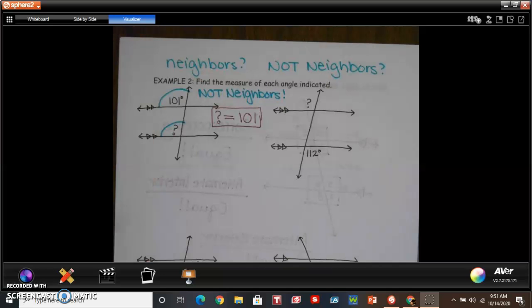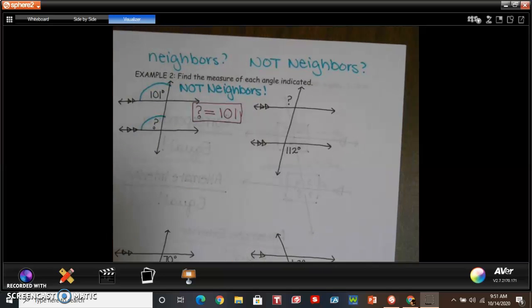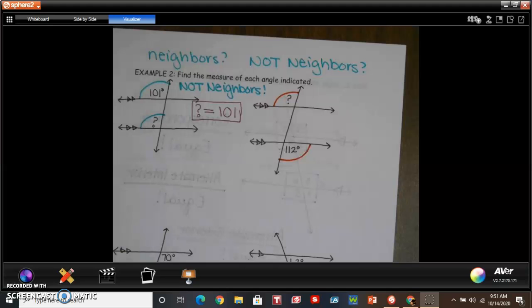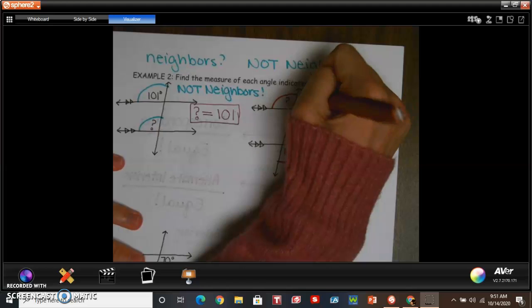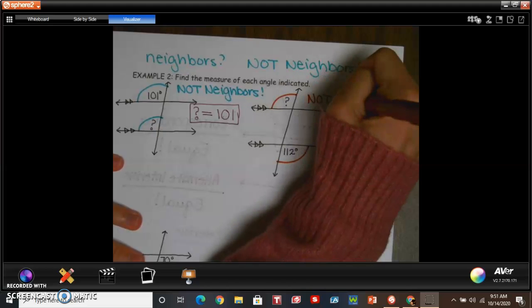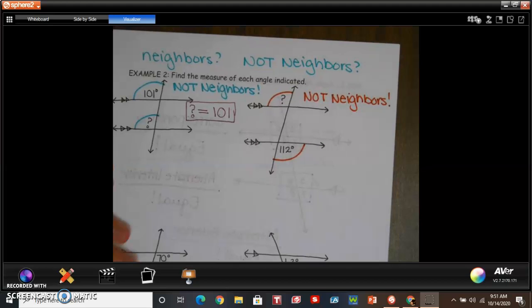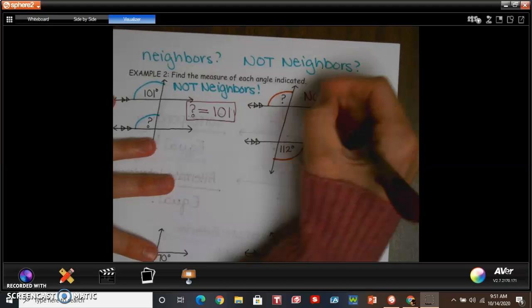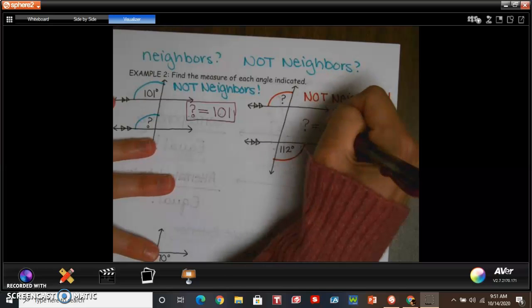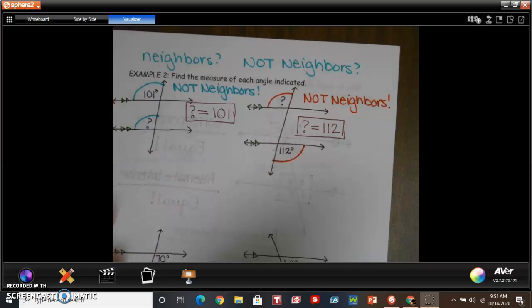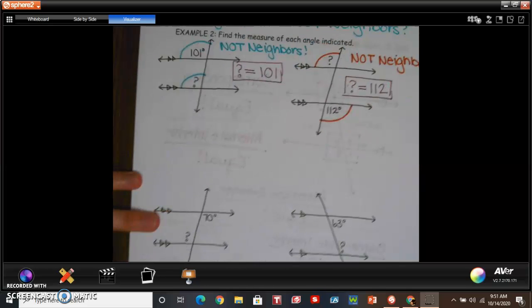Ta-da! Okay, let's look at this next one. I'm going to use a different color. All right, here's what we want to know. Here's what we know. Neighbors or not neighbors? Okay, they're far away from each other, so they're not neighbors. So remember, if they're not neighbors, they're equal to each other. So that means that the question mark is equal to 112. All right, next one.